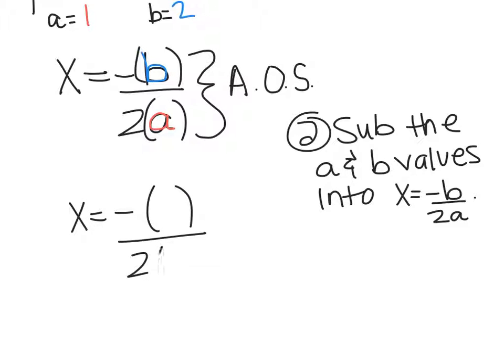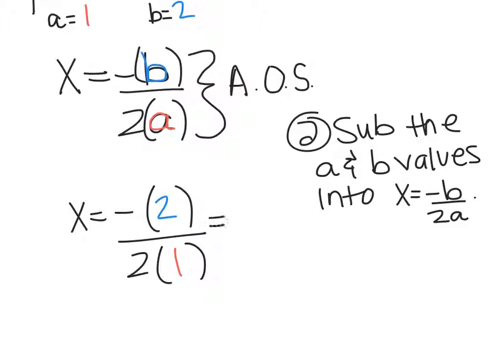Don't forget that this over here is happening a negative. Don't forget the negative. You'll get the wrong x value if you don't use the negative. So it's negative and our b is 2. So let's substitute in 2. All over 2, which is always part of the axis of symmetry equation, times a, and our a is 1. So negative times 2 is -2, and 2 times 1 is 2.